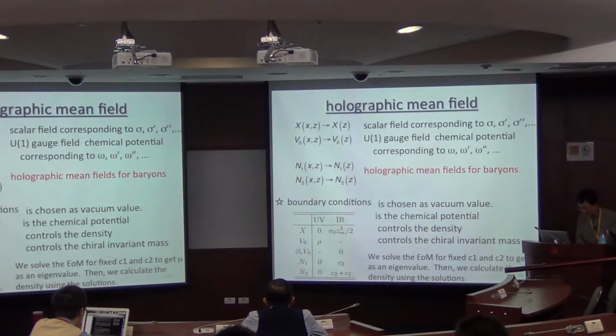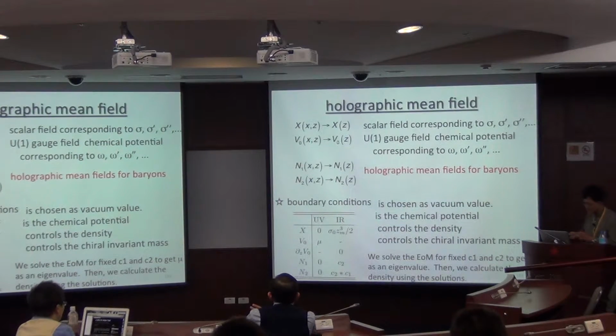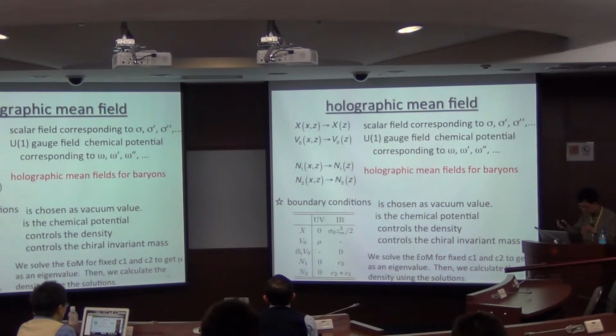Okay, this is okay. But these are the boundary conditions which we choose. Before that, C1 is a parameter, but we introduce another parameter C2. And we solve the equation of motion for fixed C1, C2 to get mu as an eigenvalue. Then we calculate the density using the solution. And then this C2 just corresponds to the value of the number density. And this C1 is another parameter which parameterizes the percentage of the chiral invariant mass of the nucleon.